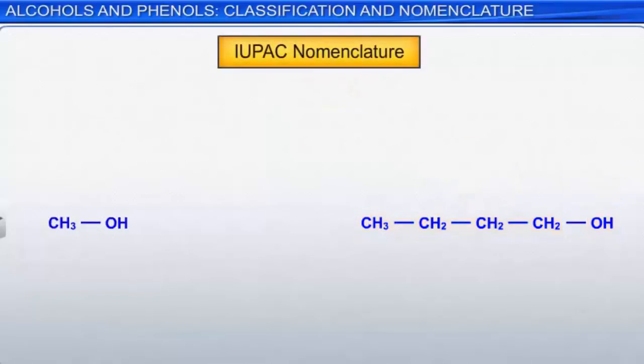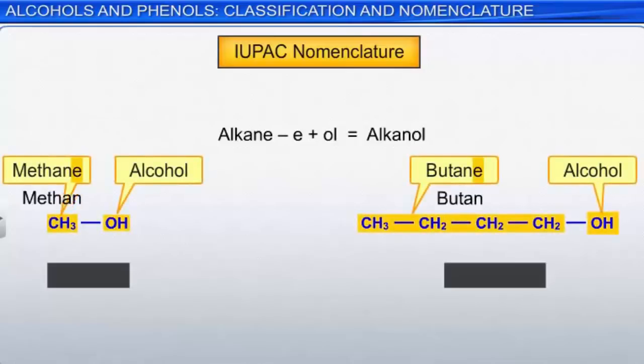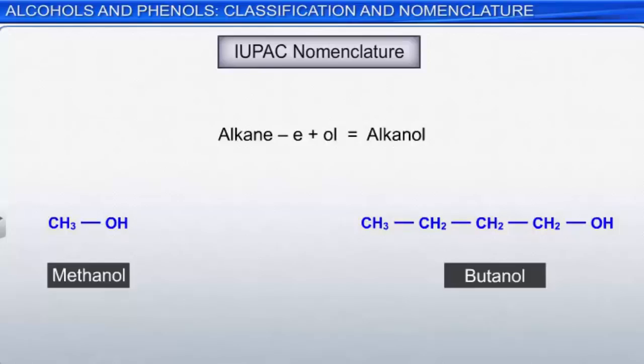In IUPAC nomenclature, the alcohol name is derived from the alkane name of the longest continuous carbon chain. Drop the e from the alkane name and replace it with the suffix -ol to determine the alcohol name. The location of the hydroxyl group and additional substituents are indicated by using the numbers of the carbon atoms to which these are attached.